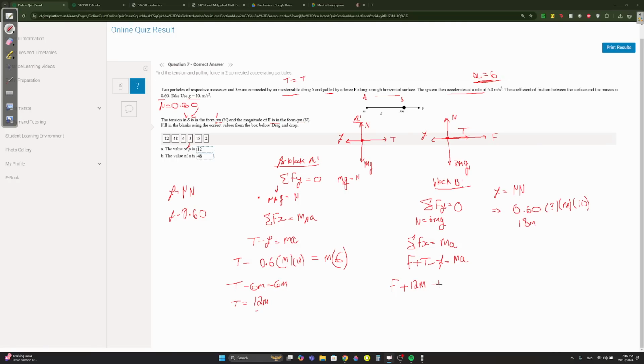So F plus 12 minus 18m is equal to ma. What's the mass of this object? It's 3m times 6. So you're going to get F plus 12m, I made a mistake. I'll show you what I did. Minus 18m is equal to 18m. So you're going to get F is equal to 18 plus 18, 36. 36 minus 12 is 24m.